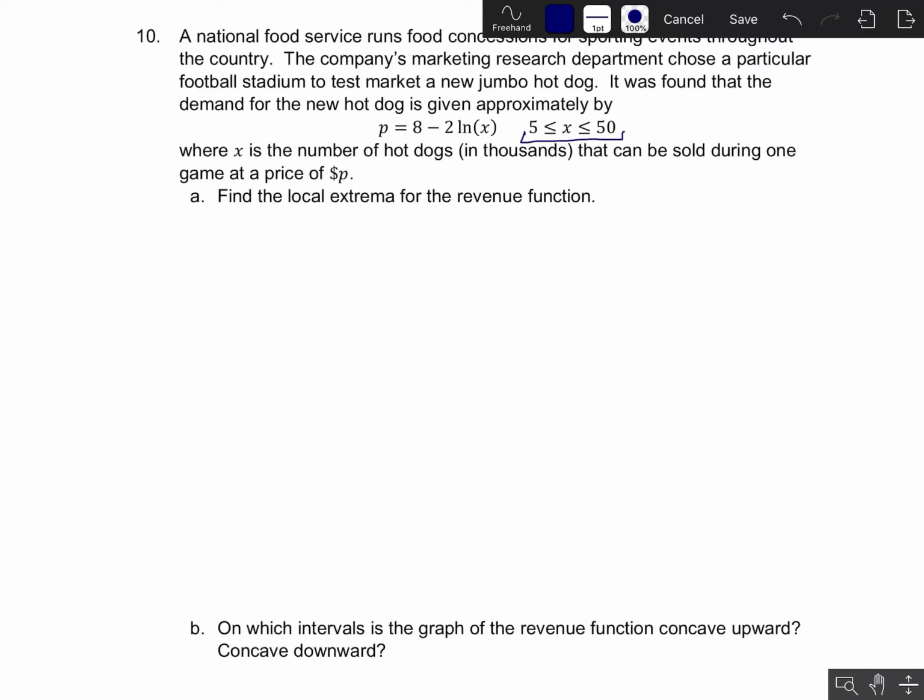So if we're looking for the local extrema, notice first we're talking about the revenue function. So maybe it would be a good idea to first just write down the revenue function. The revenue function is equal to the quantity sold times the price that you sell them for. So that's quantity times price. And that would be x, because we sell x hot dogs, or really x thousand hot dogs, times the price. The price was given to us in the prompt as 8 minus 2 ln x. So that's the revenue function.